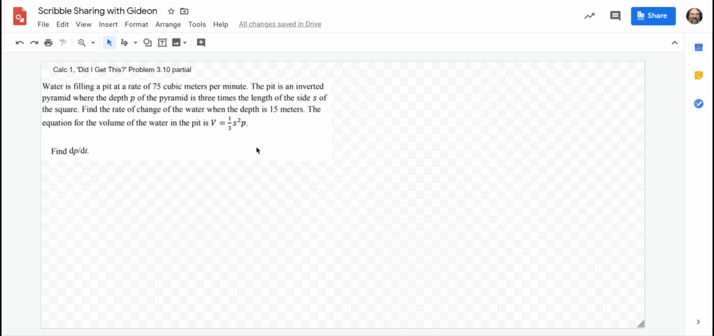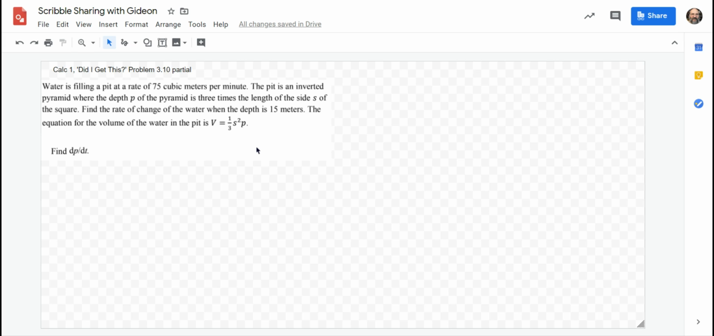It's a volume. The pit is an inverted pyramid where the depth P of the pyramid is 3 times the length of the side S of the square. So I'm visualizing a square top and it shrinks down to a point, an inverted pyramid. I know there's some relationship between P, S and the volume, but I'm not going to worry about that yet. I'm just visualizing it. Find the rate of change of the water when the depth is 15 meters.